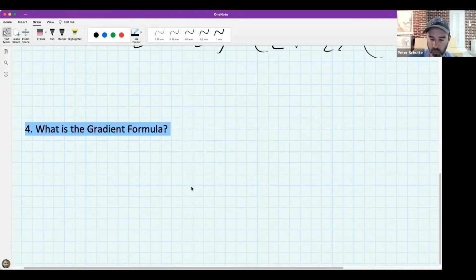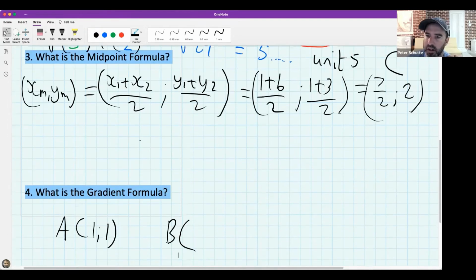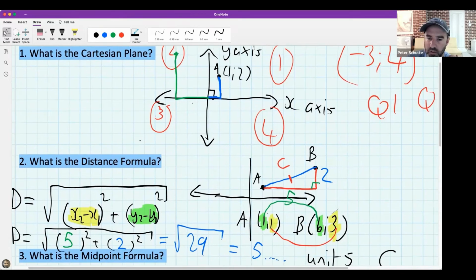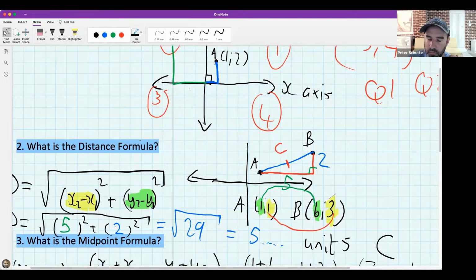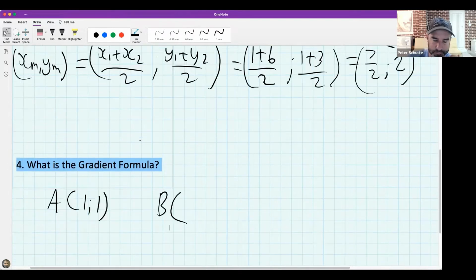Then the last one that you need to be aware of is what's called the gradient formula. I'm just going to use the points above that I gave you. So 1, 1 was the one point. And what was the other one? I changed my points there. Anyway, okay, 6, 3. So let's say 6, 3.